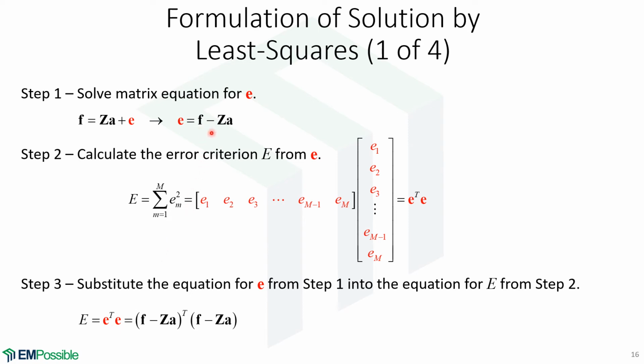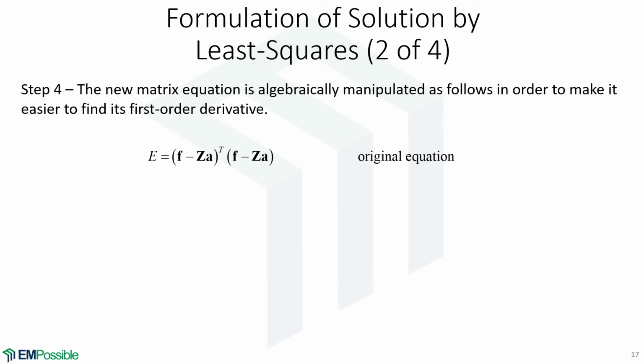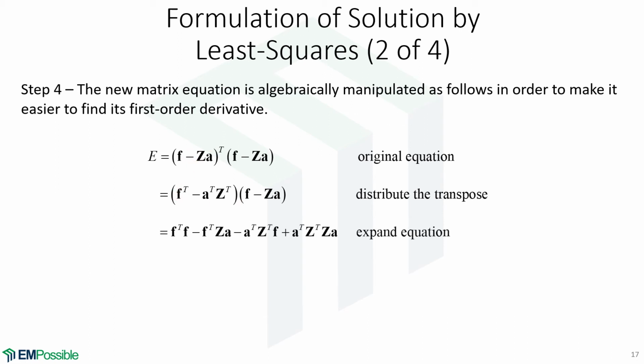We previously have an expression for the residual terms in terms of F, Z, and A. So we can just write that in there, and we'll proceed with that. We're going to want to manipulate the equation we derived on the previous slide because we're going to have to take its derivative with respect to this column vector A. And so we want to manipulate this in a way that makes that easier. So we have our original equation, and we will distribute the transpose into the left-hand parenthesis. Then we're going to multiply everything out, and then we'll stare at this for a while.